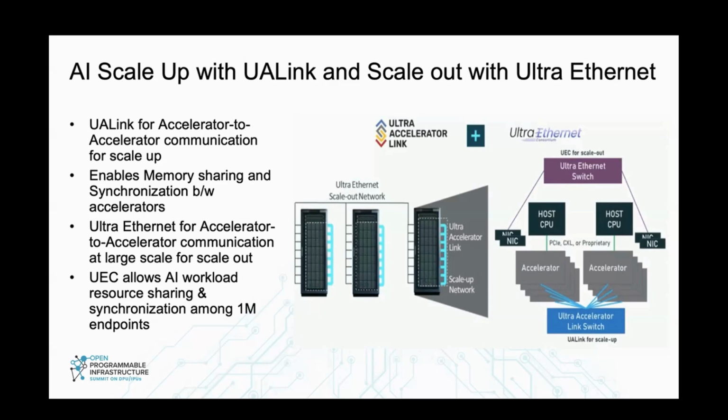If you look at the diagram here, the one highlighted in blue is the vertical scaling that uses the Ultra Accelerator Link, and the one between the clusters is Ultra Ethernet Link, that helps us with the scale out options.